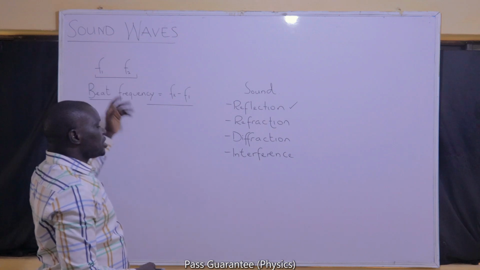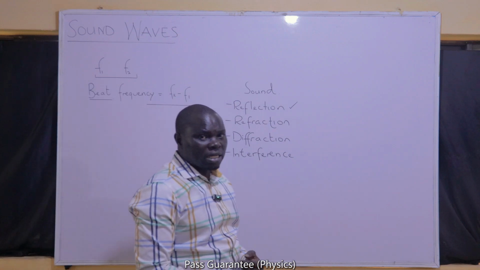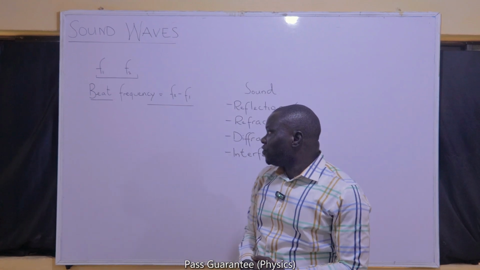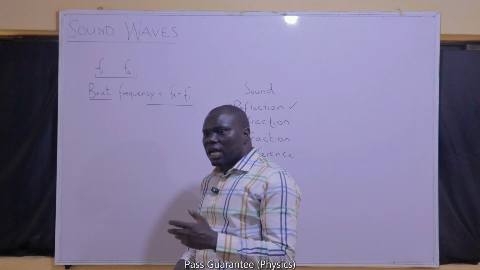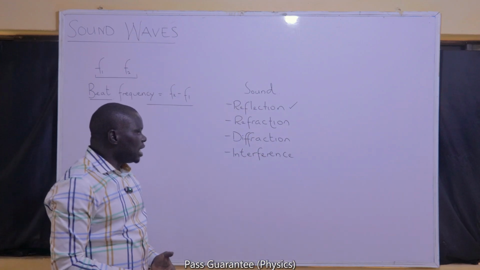Let us assume that one has a frequency of 50, while the other has a frequency of 51. Yes, 50 and 51 are close. When you bring them together, they will form beats. And when they form beats, the beat frequency can be calculated as 51 minus 50, which is 1 hertz.